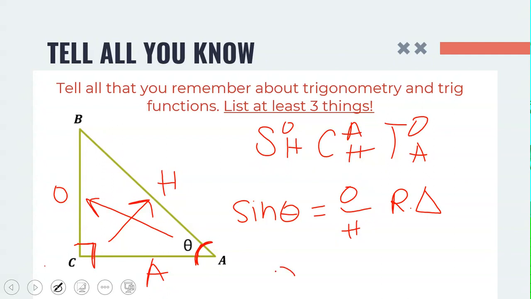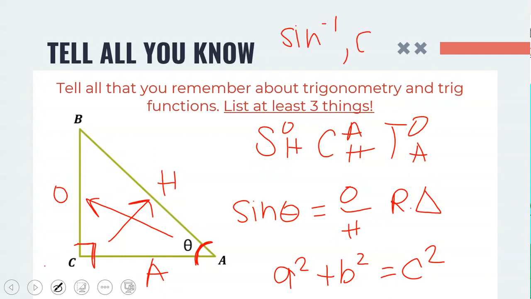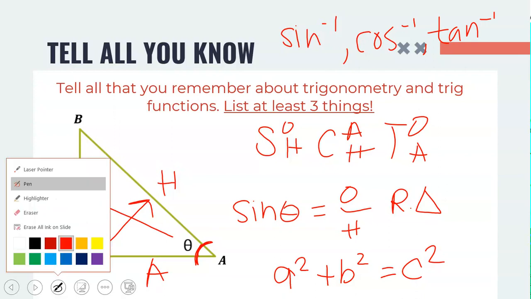We know that we can use Pythagorean's theorem, a squared plus b squared equals c squared, to find missing side lengths. We can use SOHCAHTOA to find missing sides or the missing angle. If we were going to find the missing angle, we would need the inverse trig functions, like sine inverse or cosine inverse or tangent inverse, right? There's a variety of things. You could have just listed basic things like we're looking at angle A, the right angle is at angle C, things like that. But all of this information is going to lead into our lesson today.